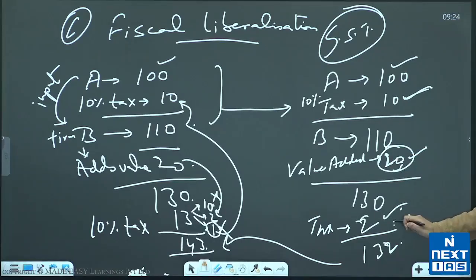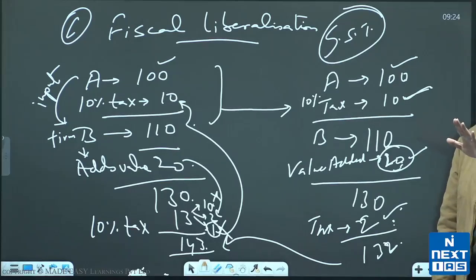Because B added this value. 10% of 20 is 2. So B is paying a tax, or B is levying a tax, 10% of their value added. Nothing extra is taken from the consumer. You understand that? So the price becomes 132 and not 143.